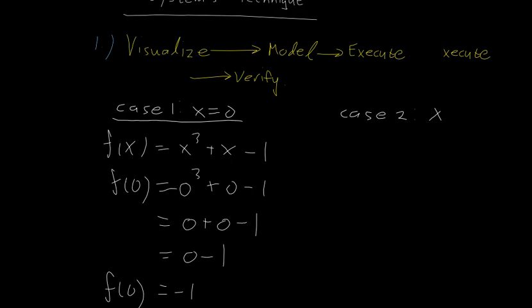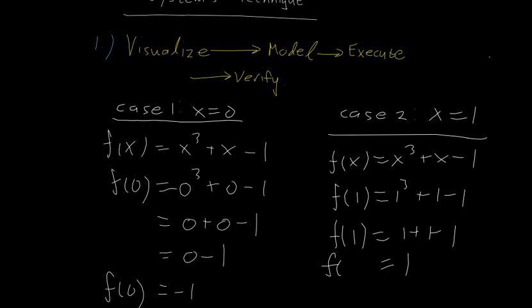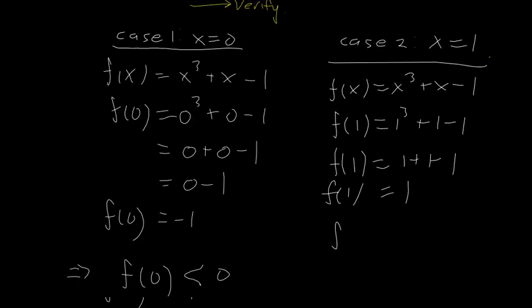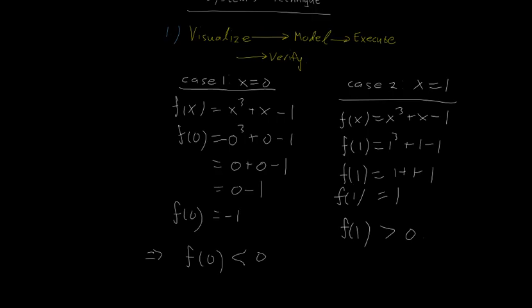at x equals 1. Substitute x equals 1 into the function and see what happens. Again, we have f of x equals x cubed plus x minus 1. Therefore, f of 1 is equal to 1 cubed plus 1 minus 1. The algebra is very easy, right? So this becomes 1 plus 1 minus 1. That gives us 1 for f of 1. We know that f of 1 is strictly greater than 0. So that proves the point: f of 0 is negative and f of 1 is positive.